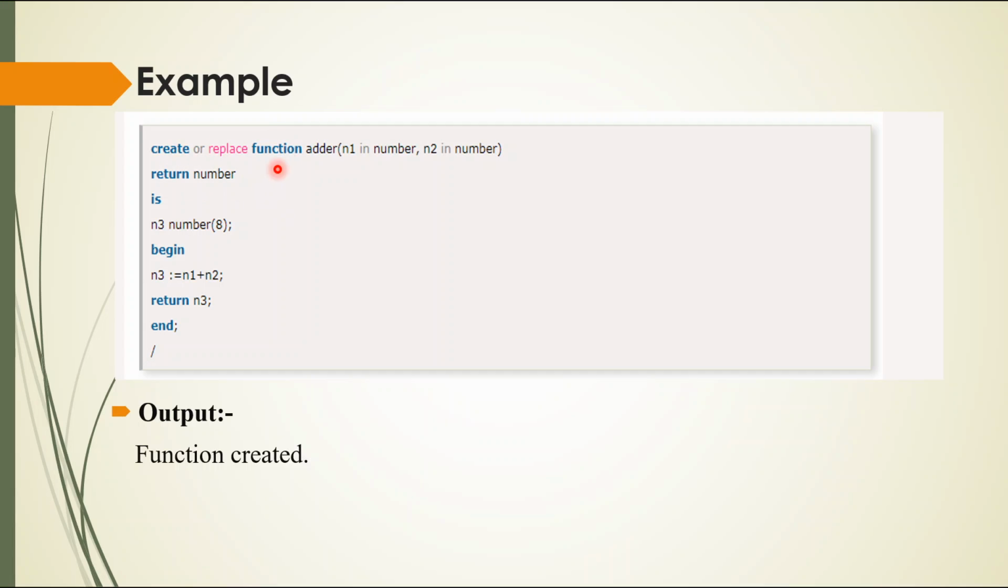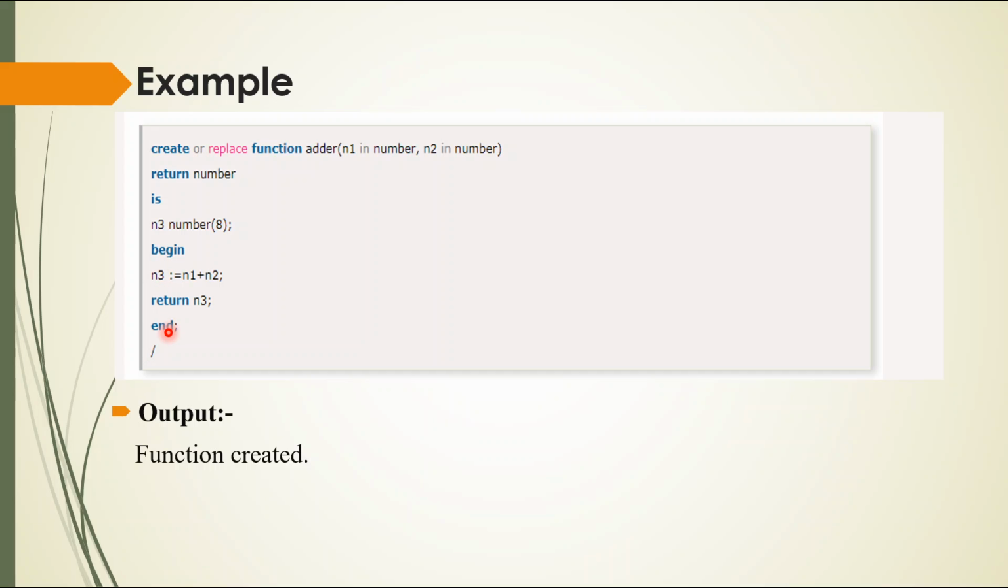So I create the function: create or replace function, then the function name, and in brackets the parameters, n1 in number data type, n2 in number data type, and return number. Now I write is. Now I am declaring a third variable. This is the program for addition of two numbers. I declare two parameters n1 and n2 in number. Now here n3 number, in brackets I have to write the size.